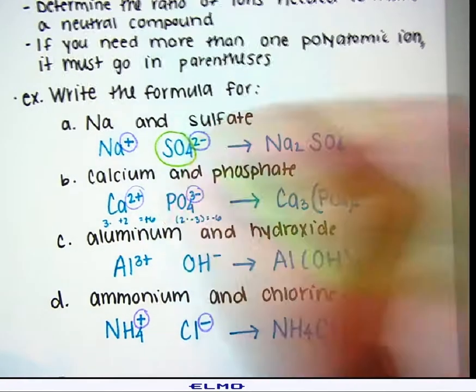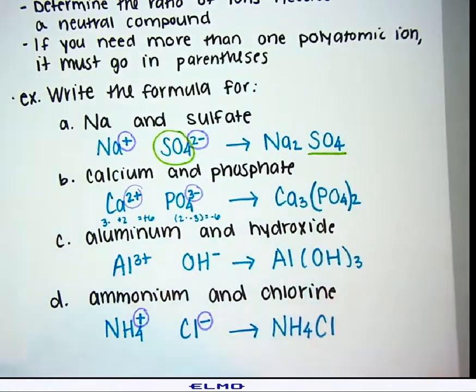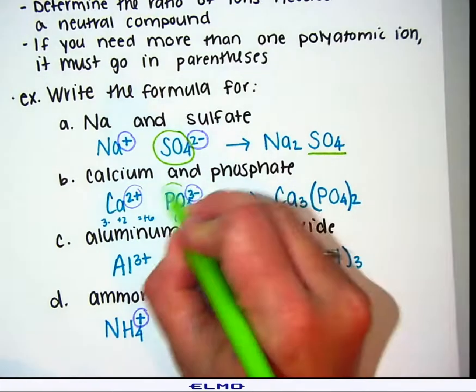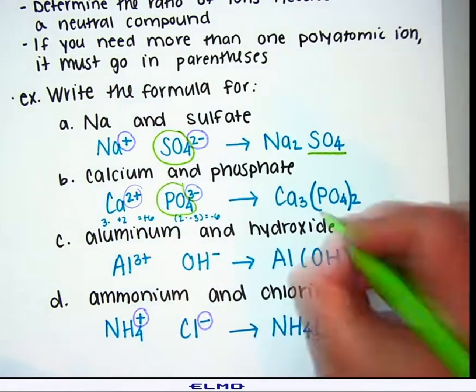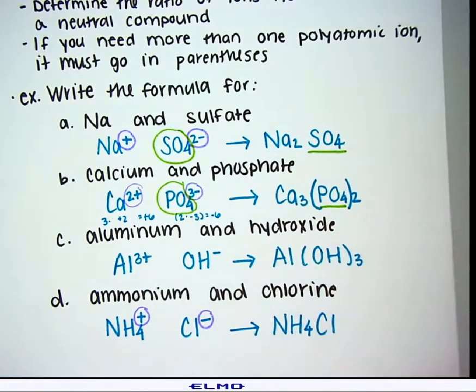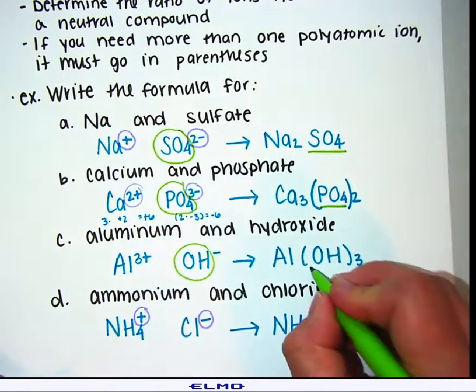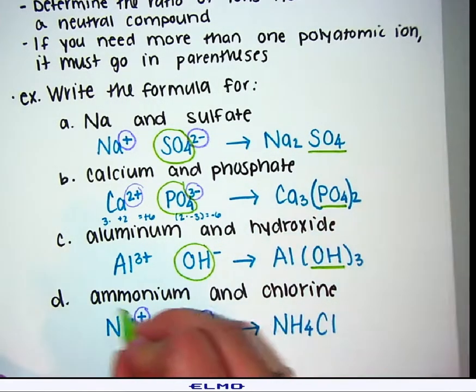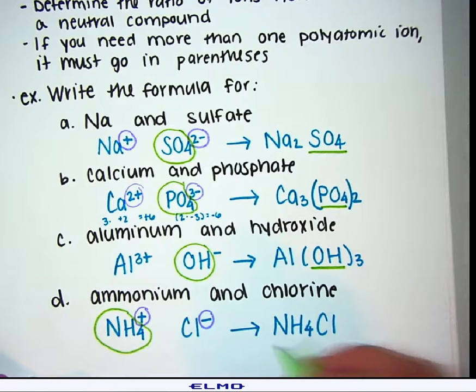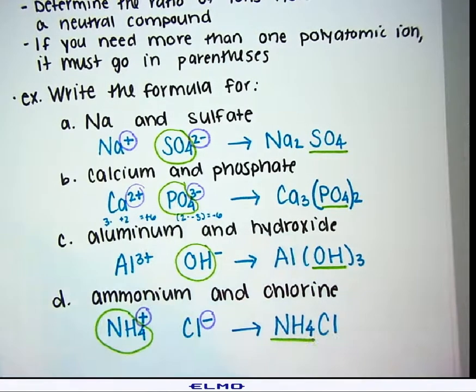Sulfate is SO4, so we leave it as SO4. Phosphate is PO4. We leave the polyatomic ion together as PO4. Hydroxide is OH, so we write OH. Ammonium, NH4, so you're going to write NH4. Keep the entire polyatomic ion together like a unit.